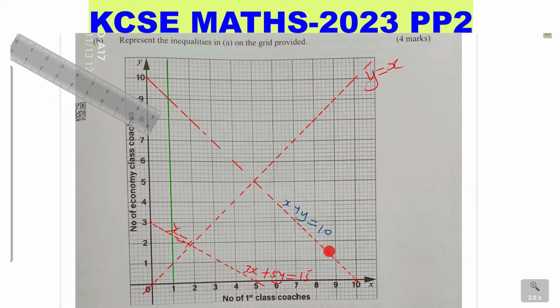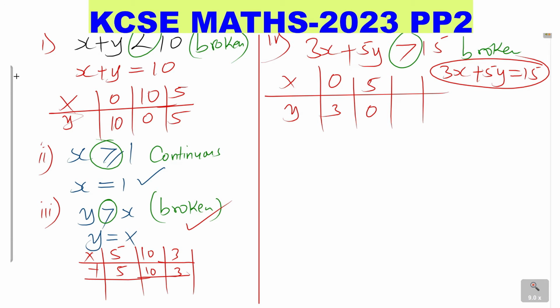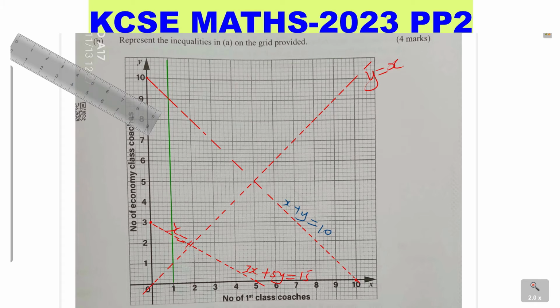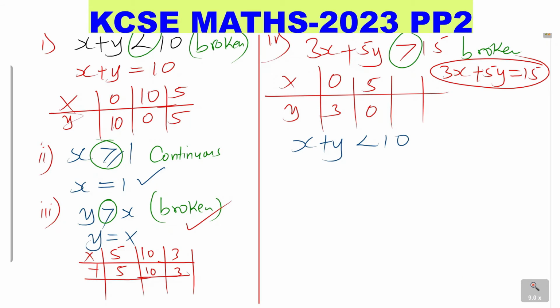So this is the line. We need to know whether we require to shade on the upper side or the lower side of that line. This is how we do it. Consider that line, x plus y is less than 10. Pick any point either above that line or below that line. I'll pick a point that is below that line, on this side, where our line is x plus y is equals to 10. The easiest one to pick is 0 0. So let me pick 0 0.